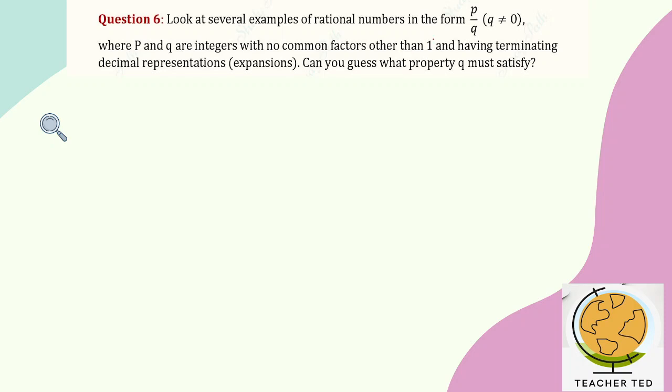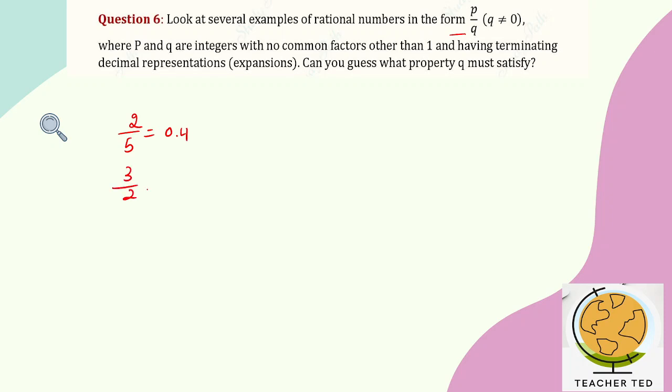You have to look at several examples of rational numbers in the form of p by q, where p and q have no common factors, and you need to guess what property q must satisfy. Let us take up some examples to learn this question. Let us take 2 by 5. We'll get our answer as 0.4.